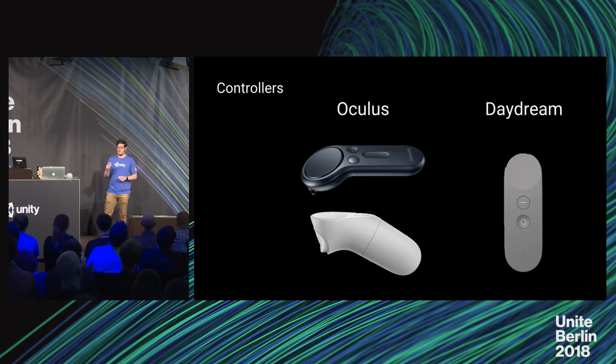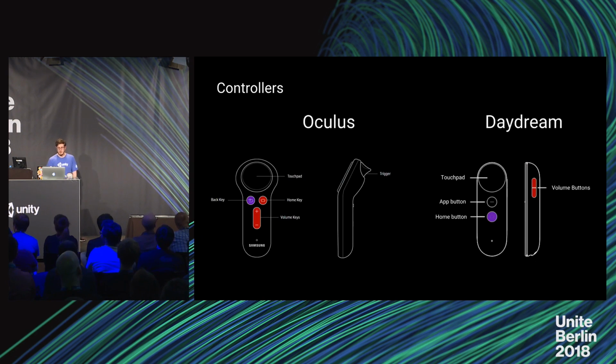One thing to note is that the Oculus Go has a trigger. So the Oculus ecosystem has an additional button that there is no representation of on the Daydream. So just something to consider when you're developing. If you're trying to go multi-platform, think about interactions, what buttons you're using, and that you are going to be one button down if you move from Oculus to Daydream.